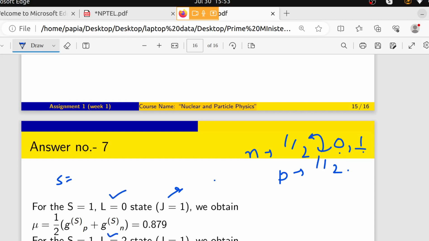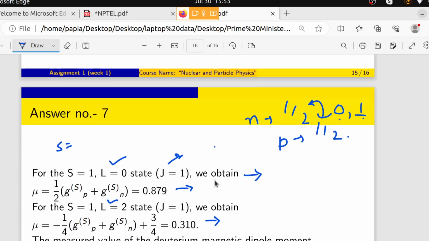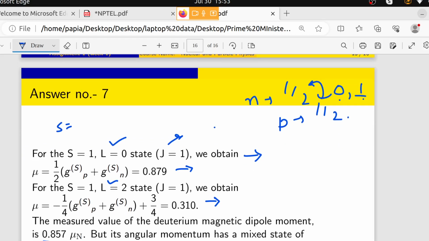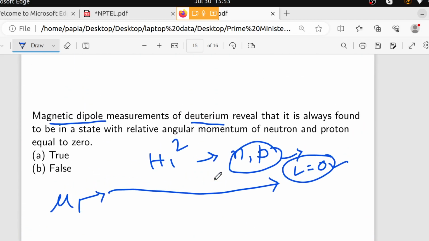So in that case, we can obtain mu will be 0.879, and for that last case we can have 0.310, and the measured value of the deuterium magnetic dipole moment seems to be 0.857 mu n, but its angular momentum has a mixed state of L equals to 0 and L equals to 2. That means, as in that statement they are asking that magnetic dipole moment of deuterium reveal always that L should be 0.